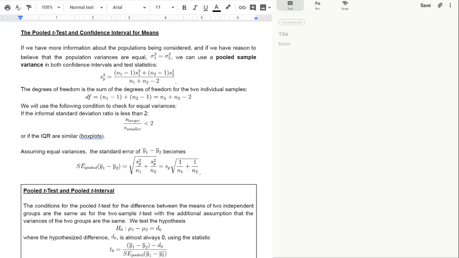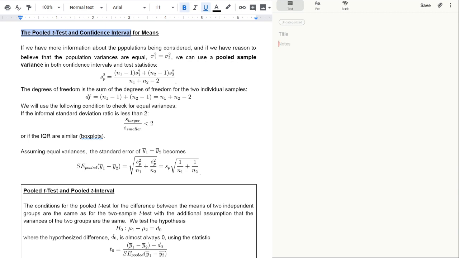Hello everyone, welcome back. For this lesson, we're going to look at another type of method for comparing the difference between two population means. These are called the pooled t-tests or a pooled t-interval. And these are an alternative to the two-sample t-test or the two-sample t-interval that we covered previously.